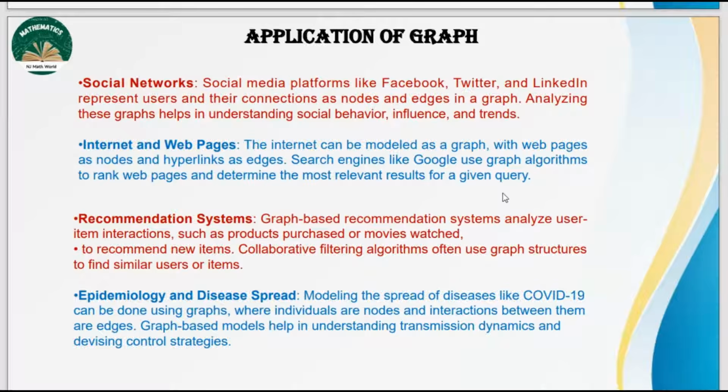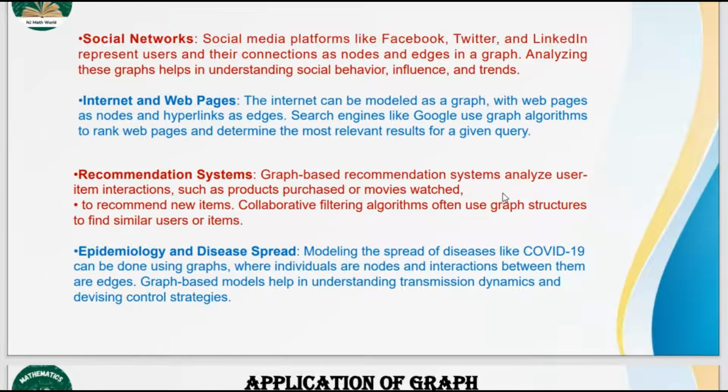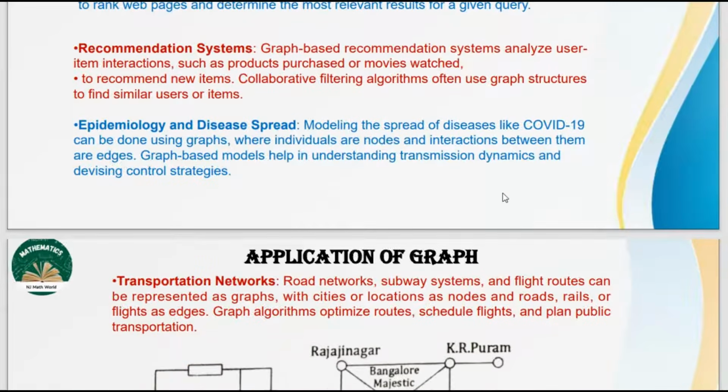Epidemiology and disease spread. What is this? Here we have modeling the spread of diseases like COVID-19, which can be done using graphs. Whichever type of disease spreads across the country can be analyzed by using the graph, where individuals are nodes and the interactions between people are called edges. So graph-based models help in understanding the transmission dynamics and deriving control strategies.